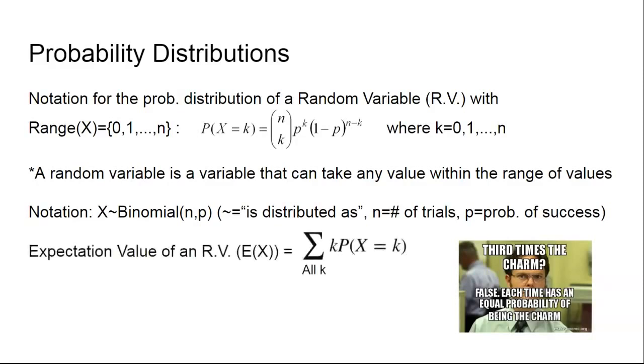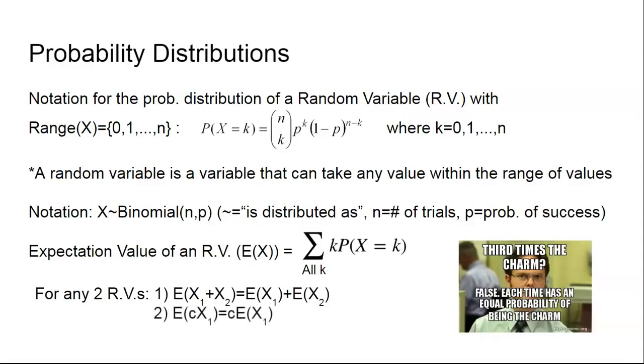The expectation value, basically a weighted mean of a random variable, is found with this formula. Some rules to know are that for any two random variables, the expectation of the two added together is just the sum of their expectations. The expectation of a random variable multiplied by a constant c is just c times the expectation of the random variable. And the expectation plus c is simply the expectation of the random variable plus c.